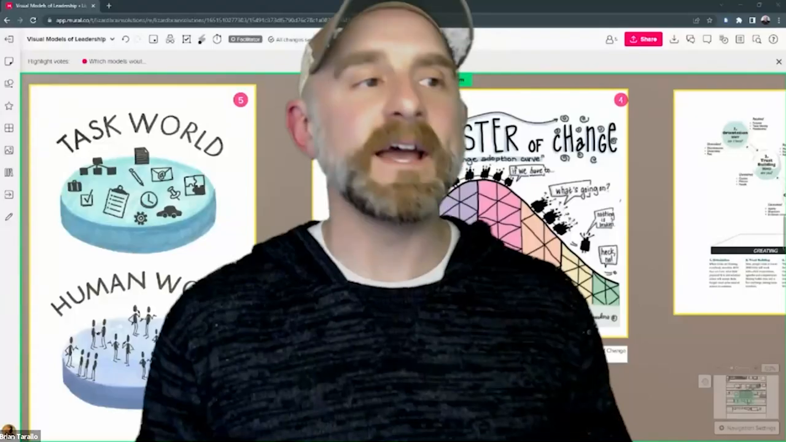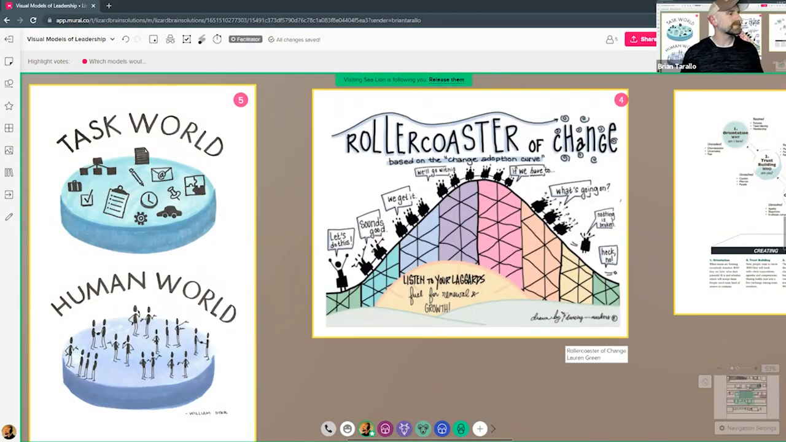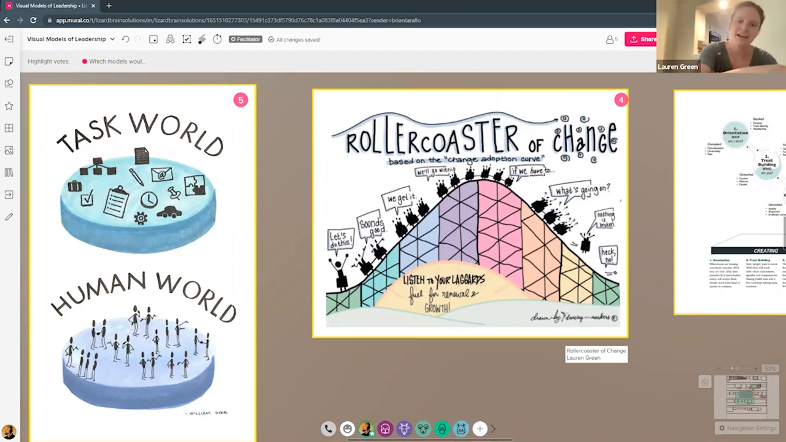So this is based on the, I don't know, Brian, maybe you wanted to show the one that you used earlier today. Yeah, I'll grab it. Yeah, because it's kind of based on that, but it's sort of a hybrid model of how people tend to react to change and also the change adoption curve. And so as you go through the model, if you were experiencing a roller coaster of change, what would you be thinking, feeling at each stage?